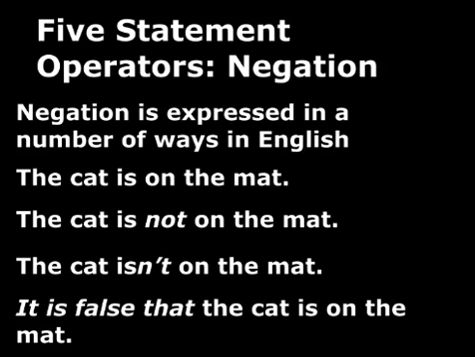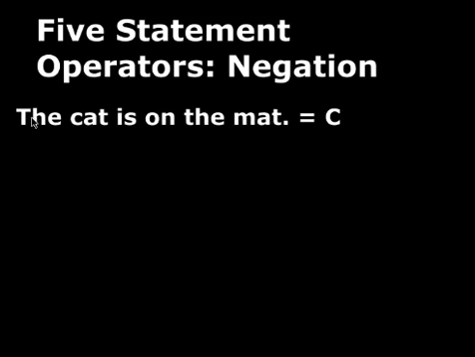Now, when we're translating into our formal notation, the first thing we do is identify all the atomic statements and assign to them a capital letter. So if I call this atomic statement C, the cat is on the mat, it's atomic, I'm just going to assign the letter C to that. That'll be the variable.